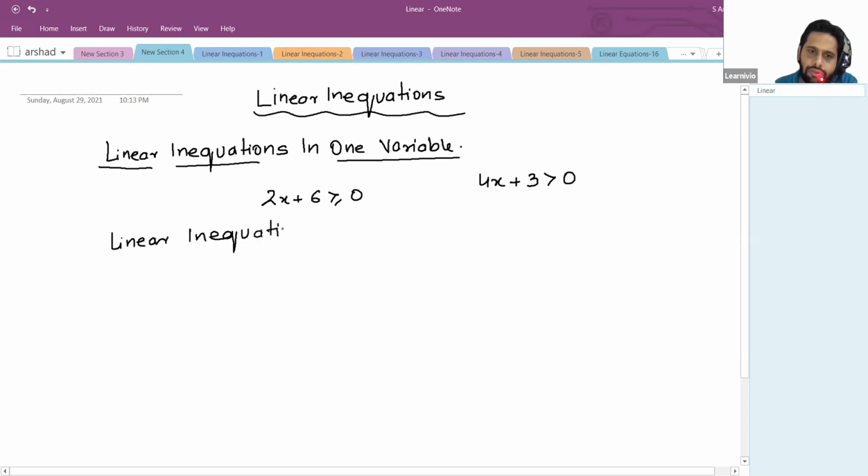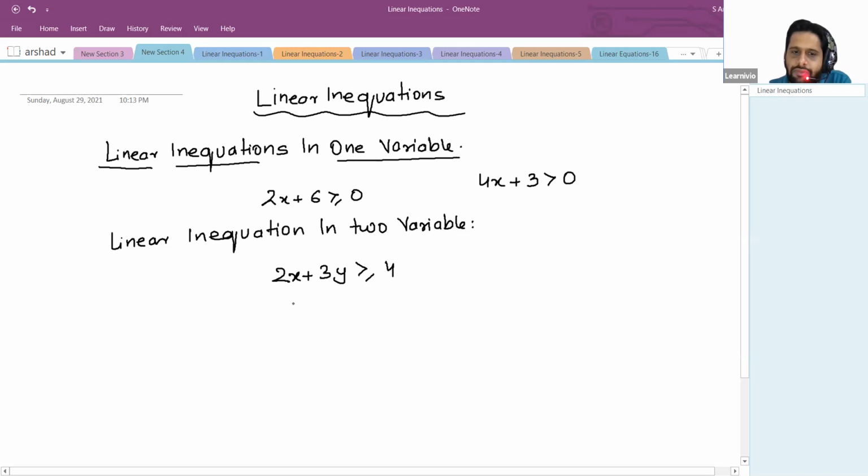So, John, our next topic is linear inequation in two variables. Okay. Linear inequation in two variables. So, for example, 2x plus 3y greater than or equal to 4. So, in this one, we have two variables. The power of the variable is 1, and there is a sign of inequality.